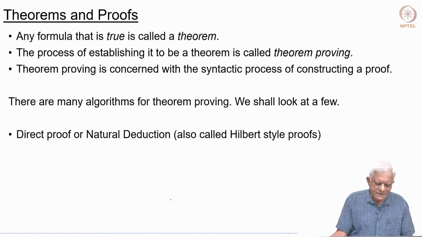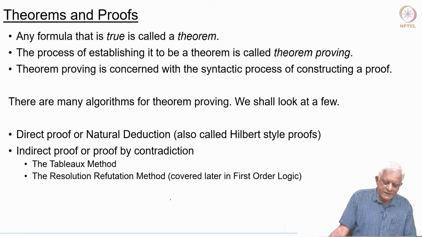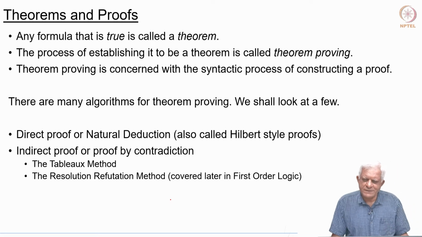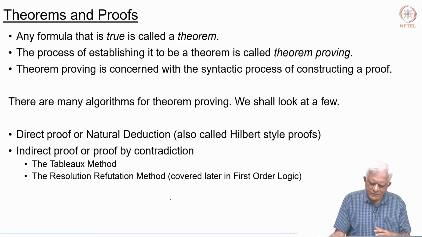The first one that we will see is direct proof, which is also called natural deduction, because that is the way that you would have written, for example, proofs in school, also sometimes called Hilbert style proofs. Or we will look at indirect proofs, or mostly we will see proof by contradiction, and we will look at two methods. One is called the tableau method and the other is called the resolution refutation method. But we will not look at the resolution refutation method in propositional logic. We will come back to it when we look at first order logic, because it shows its real power there essentially.